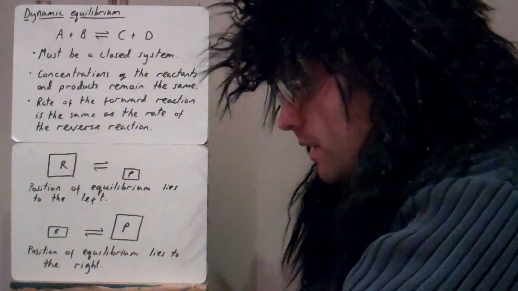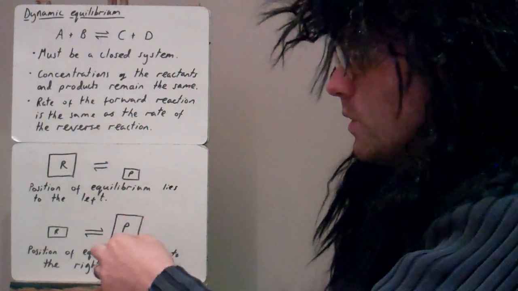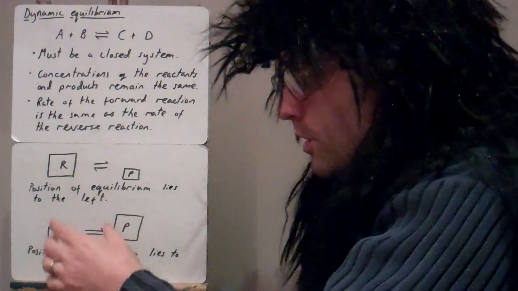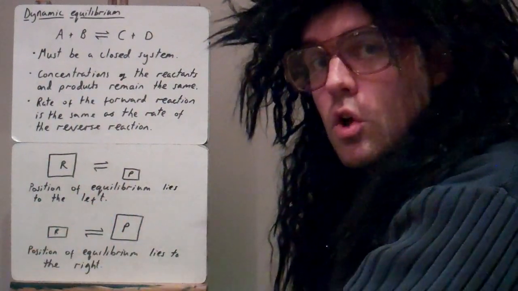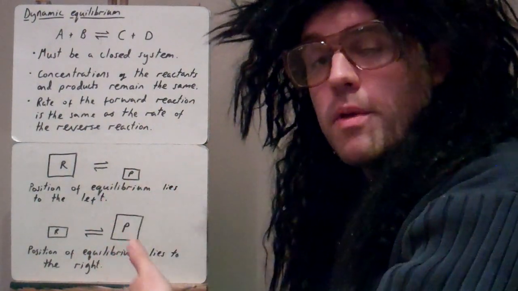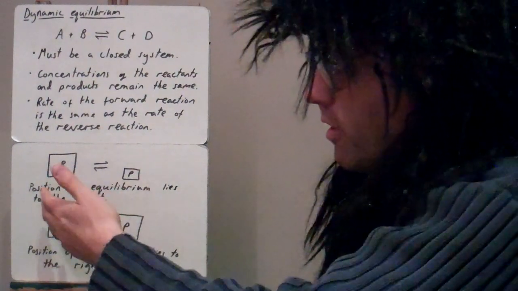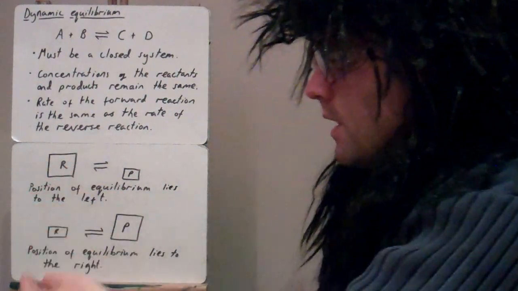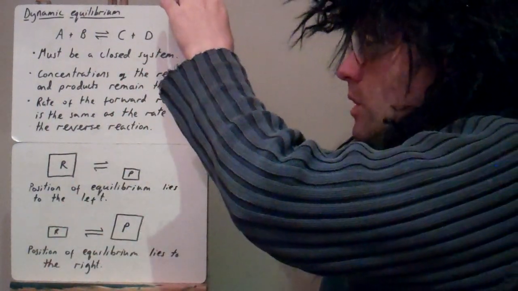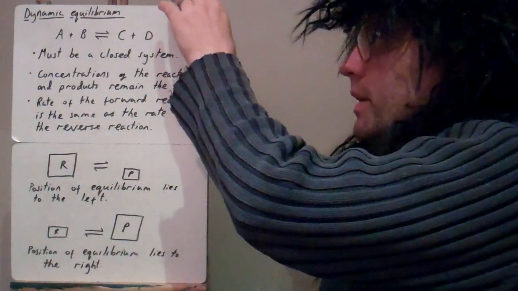Or it could be that the position of equilibrium lies to the right. So in this situation, we've got a higher concentration of products than we do reactant, but the concentrations of each of them is staying constant. They're not changing, but the forward and backward reaction is still occurring, at the same rate, to keep those concentrations as they are. So in this scenario, position of equilibrium lies to the left. Here, position of equilibrium lies to the right. So what affects where the position of equilibrium lies? That's what we're going to look at next.